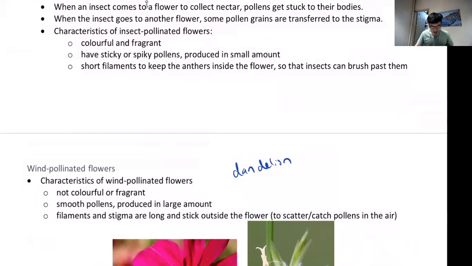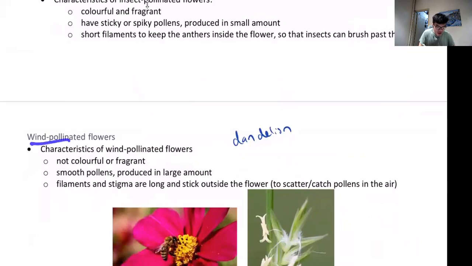Okay, anyway, so your wind pollinated flowers, they are the complete opposite of what we were learning just now. Just now, insect pollinated flowers need to be colorful and fragrant, right? Wind pollinated flowers are not at all. They are not colorful, they are not fragrant, they have no smell.